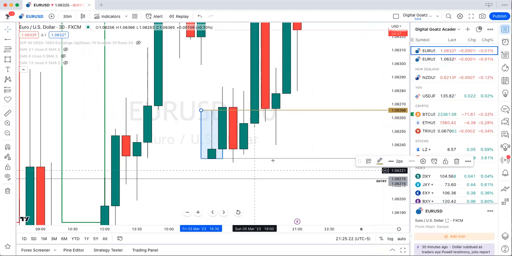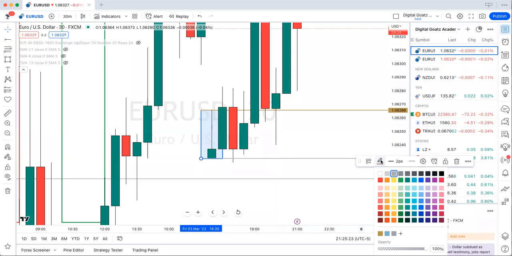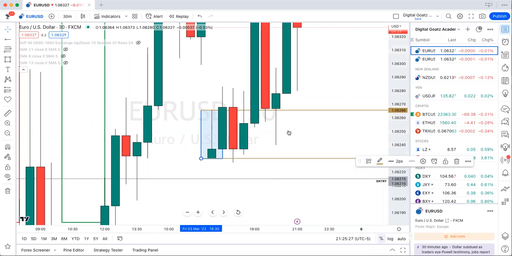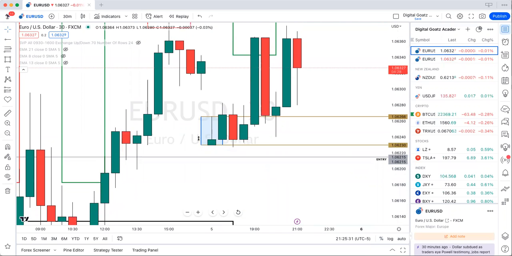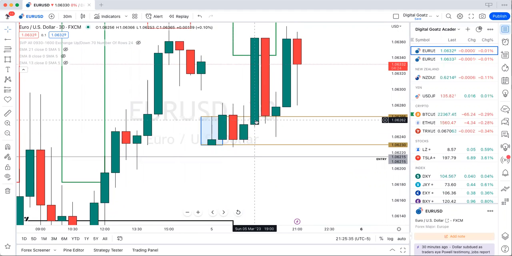This is important because whenever the market retests this candle, it breaks out of this candle. You see how aggressively it broke out of this candle? That's what you want to see. On the 30-minute time frame it broke straight out of this candle, then it came back into the zone.